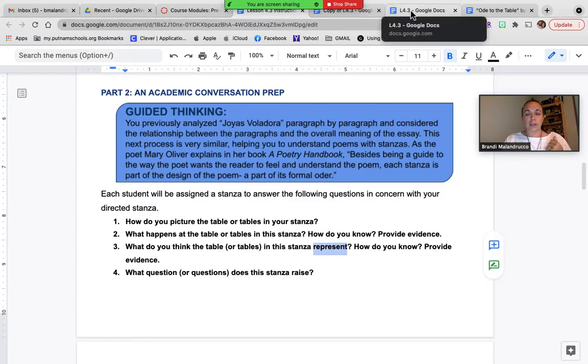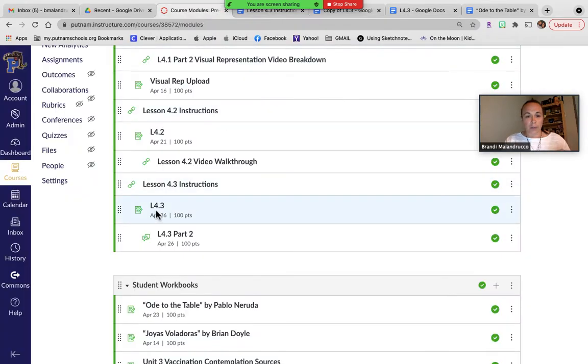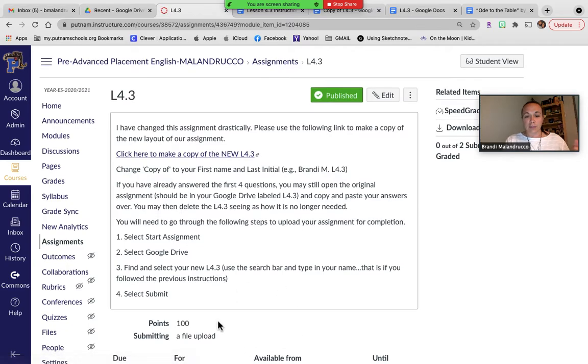So you're going to want to go to your 4.3. Now, if you opened this earlier, before you use this, I have drastically changed 4.3. So if you opened 4.3 when I first had it, where it was an attachment down here, you need to do some new stuff. You need to click here and make a new copy, and then change where it says "copy of" to your first name and last initial.